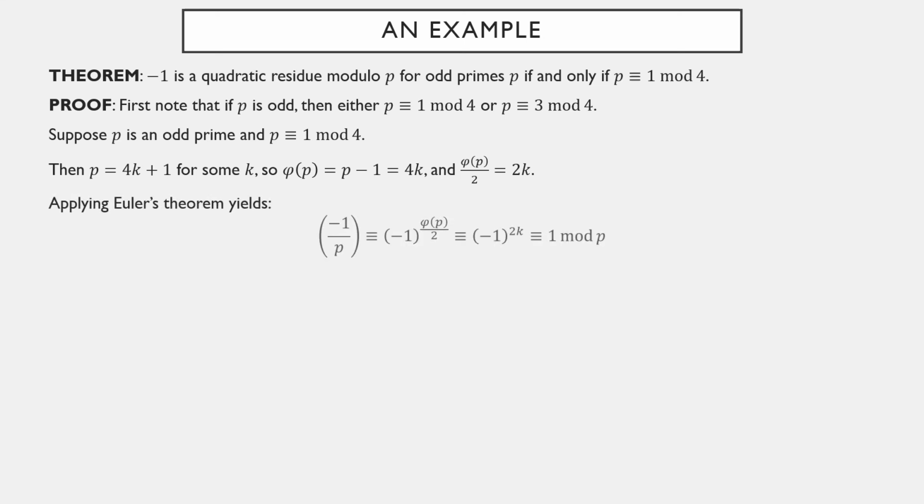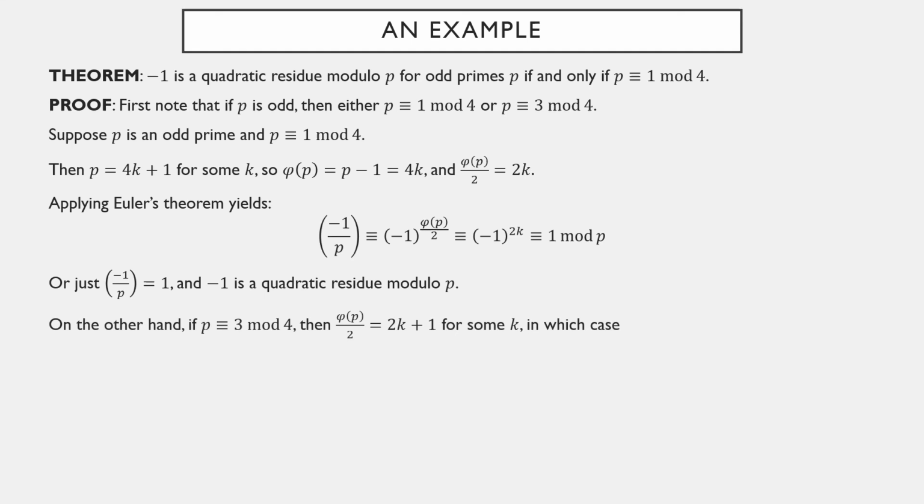But if I apply Euler's method, we get the Legendre symbol negative 1 over p is equivalent to negative 1 to the phi of p over 2. Under the assumption p was equivalent to 1 mod 4, this exponent is even, and negative 1 to an even power is just 1. So, under the assumption that p is equivalent to 1 mod 4, this Legendre symbol evaluates to 1. In other words, negative 1 is definitely a quadratic residue modulo p. So, when p is equivalent to 1 mod 4, negative 1 is a quadratic residue.